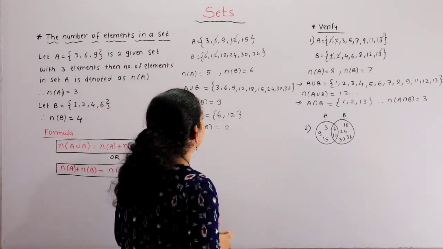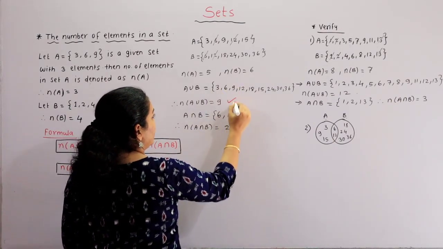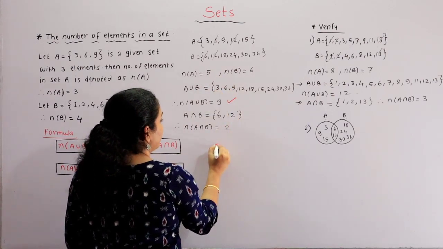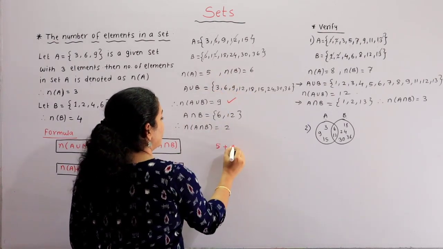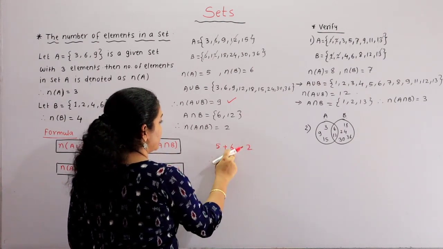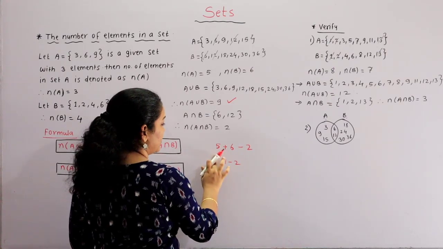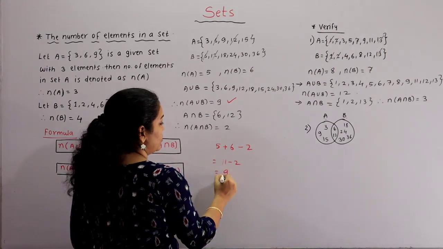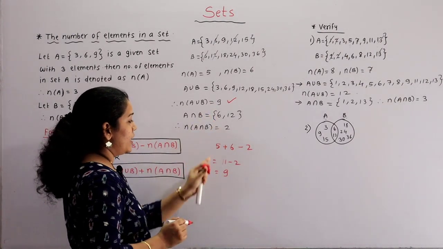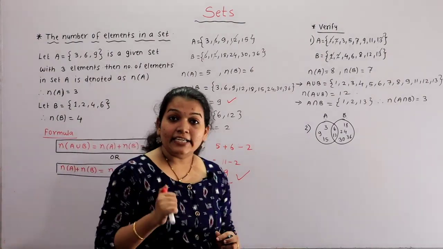Now verify. You can verify. n of A union B, how much? 9. n of A is 5, n of B is 6, minus 2. आ रहा है 9 या नहीं? 6 plus 5 is 11, minus 2, that is 9. So n of A union B is also 9. So the formula is verified. Is that clear to you?